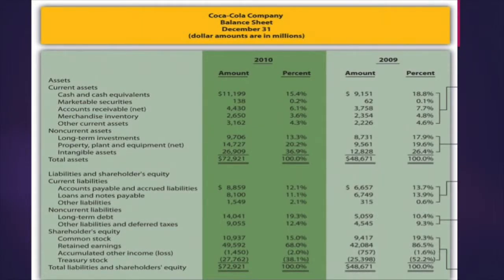This is the balance sheet of Coca-Cola. You would take all the items on the balance sheet and divide them by the total assets. So here, the total assets in year 2010 was 72,921. We would take that number as a denominator. The current assets was roughly about 11,199 divided by 72,921, which yields a percentage of 15.4%. The balance sheet tells us that current assets represent 15.4% of the total assets. You would also conduct the same analysis for the liabilities and shareholder equity.